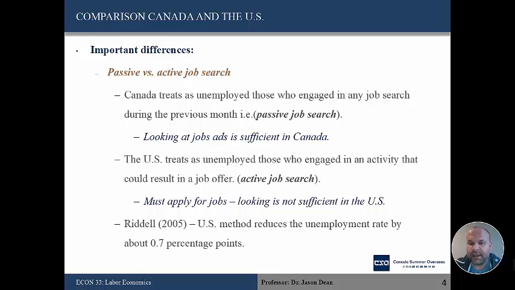And so, of course, that's going to reduce the unemployment rate in the US because there's going to be more people that would not be deemed unemployed. So the passive job search is a little more conservative in terms of deeming people unemployed. A study by Riddell in 2005 found that this difference in method could account for differences in the unemployment rate of 0.7 percentage points between US and Canada.